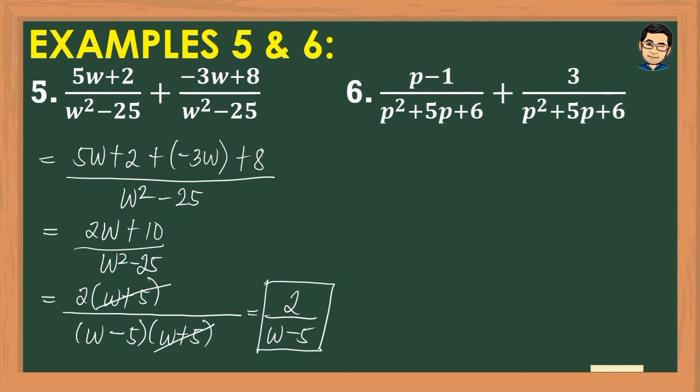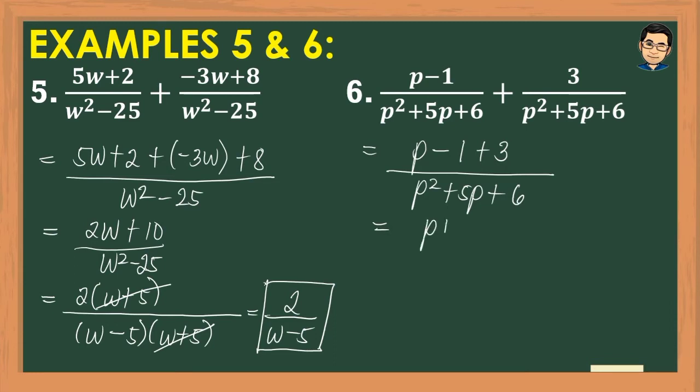Next, number 6, p minus 1 all over p squared plus 5p plus 6 plus 3 all over p squared plus 5p plus 6. So, combining the terms on the numerator, negative 1 plus 3, that is 2. So, p plus 2 all over p squared plus 5p plus 6.